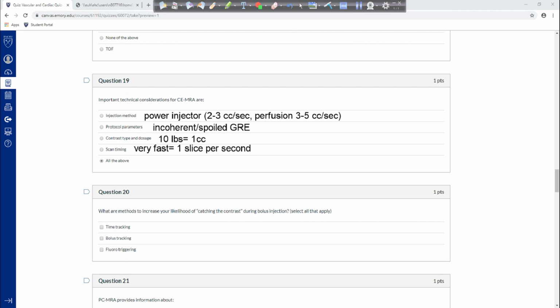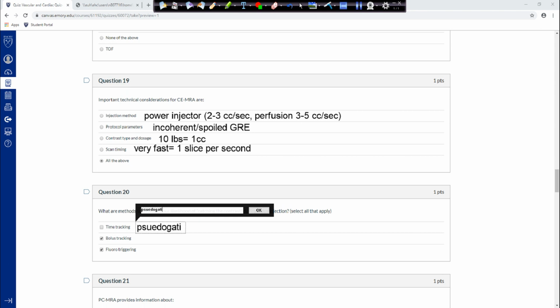Number 20, what are methods to increase your likelihood of catching contrast during a bolus injection? Fluoro triggering and bolus tracking. Good. Time tracking is not a thing. Time tracking would almost be like what we call pseudo-gating. And what is pseudo-gating?